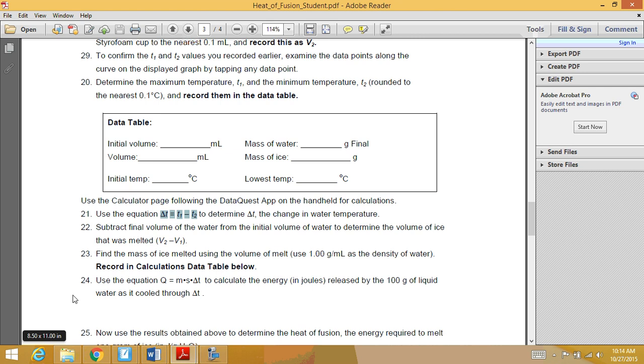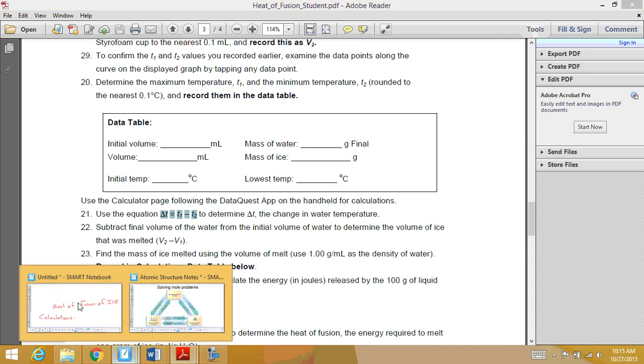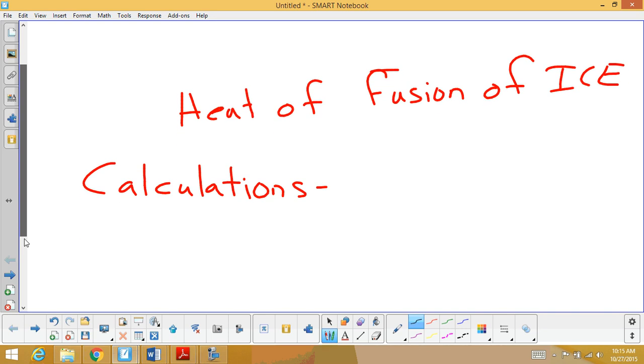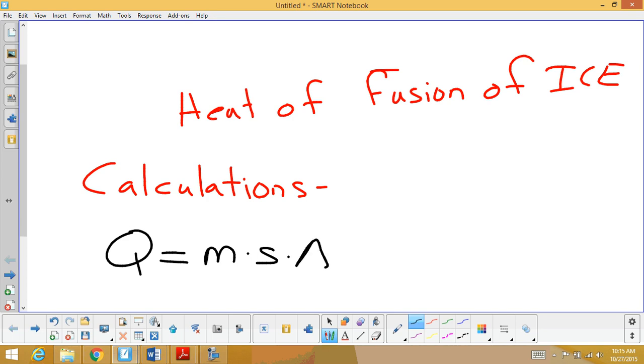For this, you have to find the energy needed to be released in 100 grams of liquid water as it cooled through your delta T. This is just a plug and chug calculation. The Q equals M times S times delta T. We can do this on the sheet right here. Q, which stands for heat. M, that stands for mass. S is a specific heat, which is a variable that's always going to be constant, times delta T.